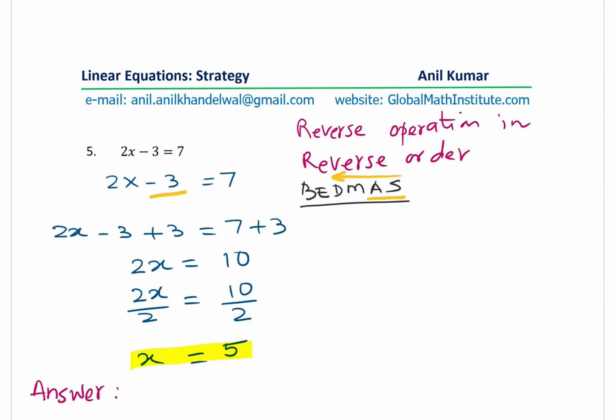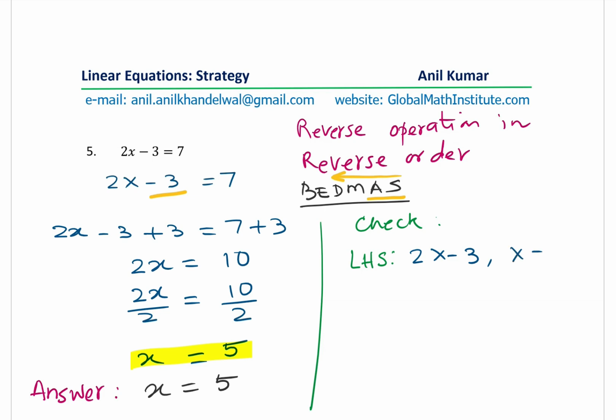So that is the first part of getting the answer, which is x equals 5. And now we need to check our answer. Check really means we'll begin with the left hand side. In our case, the left hand side is 2x minus 3. We are checking for x equals 5. So we'll substitute 5 here for x.